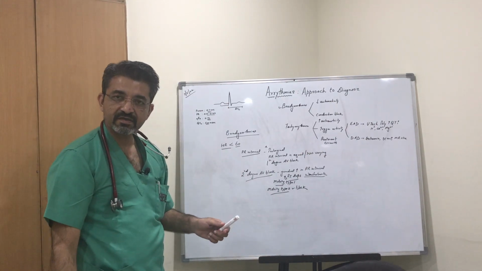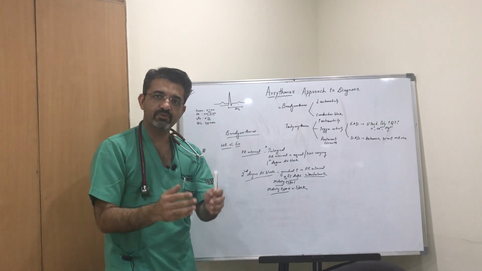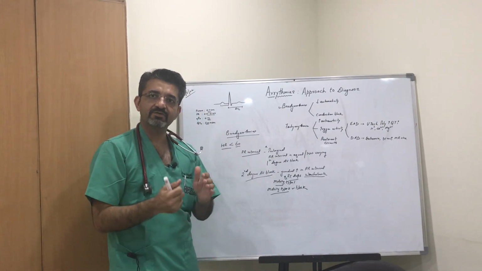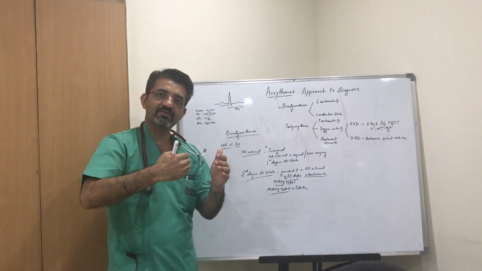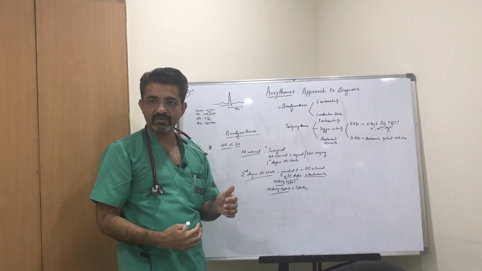It can be in a fixed ratio. It can be 2:1, it can be 3:1, it can be 4:1, 5:1, right? So you can have 5 normal followed by 1 drop beat, 5 normal followed by 1 drop beat, right?